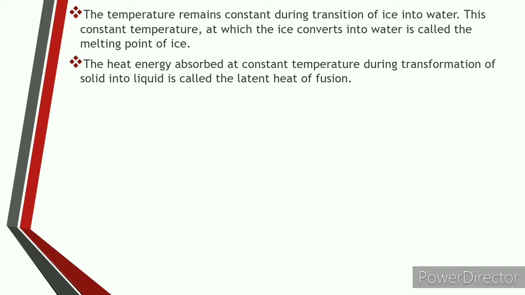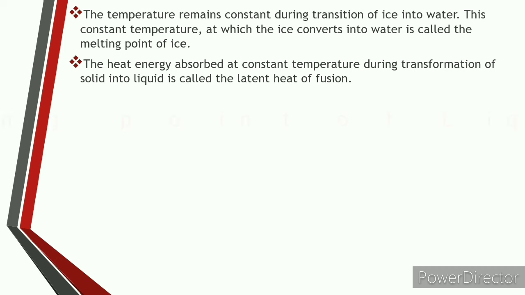We will see the definition again. The heat energy absorbed at constant temperature during transformation of solid into liquid is called latent heat of fusion. These two definitions are related to the state AB shown in the figure. Okay. Now we will see the next definitions.